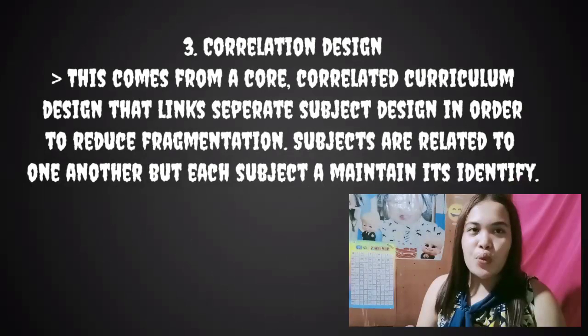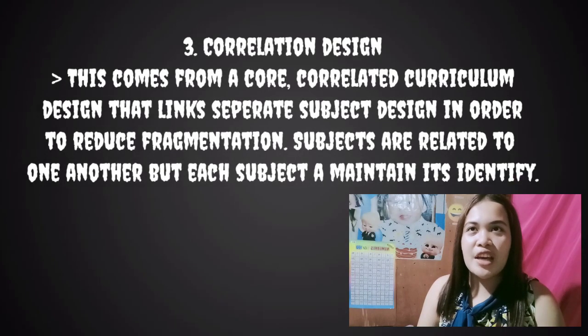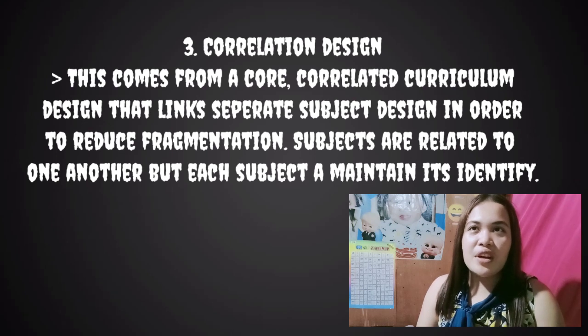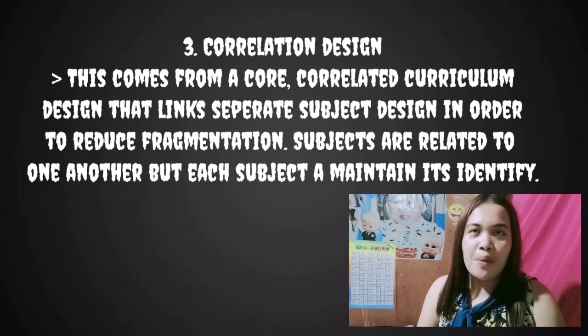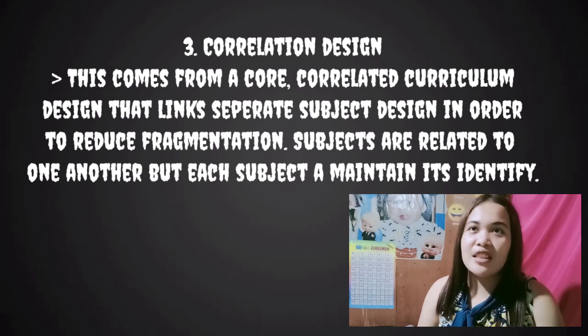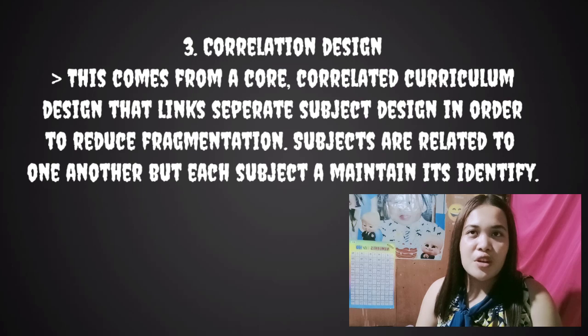The third one is the correlation design. Correlation design comes from a core or correlated curriculum design that links separate subject designs in order to reduce fragmentation. So subjects are related to one another, but each subject maintains its identity.